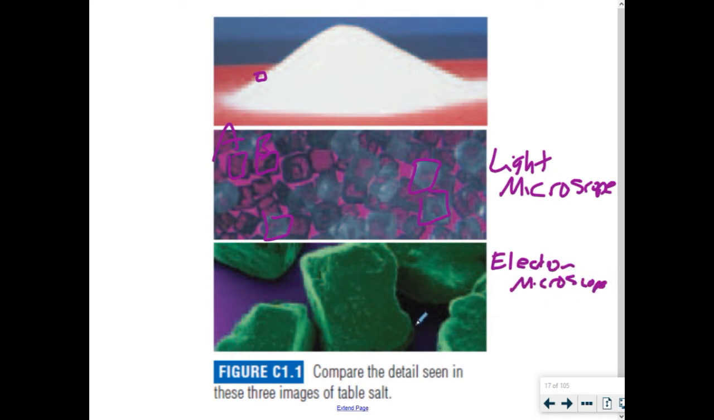And on the electron microscope, can you guys see how there's even details on the surface right here where I can actually see some sort of surface texture to it? Okay. That's your resolution. The ability not just to zoom in, but the ability to zoom in and see details. That's what you need to have.